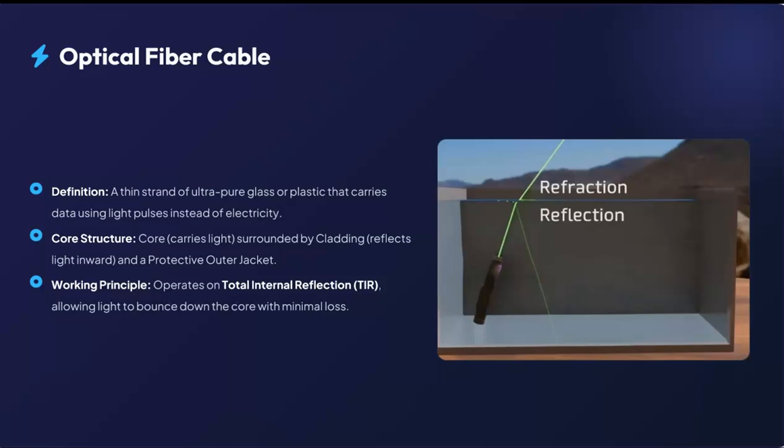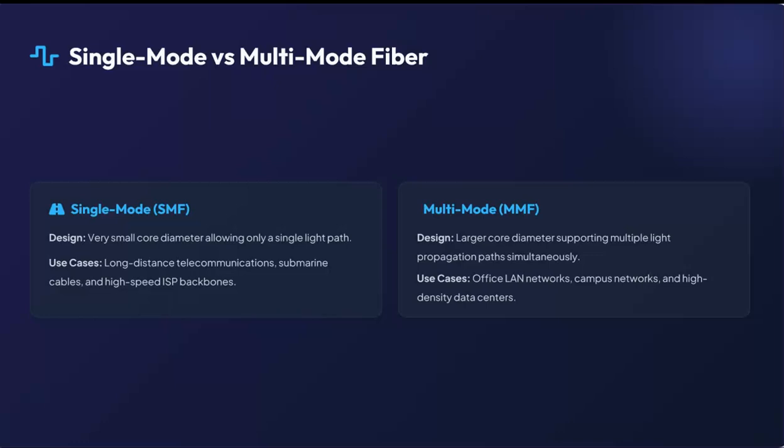This means light entering the core continuously reflects from the cladding and it reaches the destination with very little, minimal loss. So this is the reason why fiber optics are extensively used in high-speed communications. Again, it is divided into two types. The first one is single mode fiber.